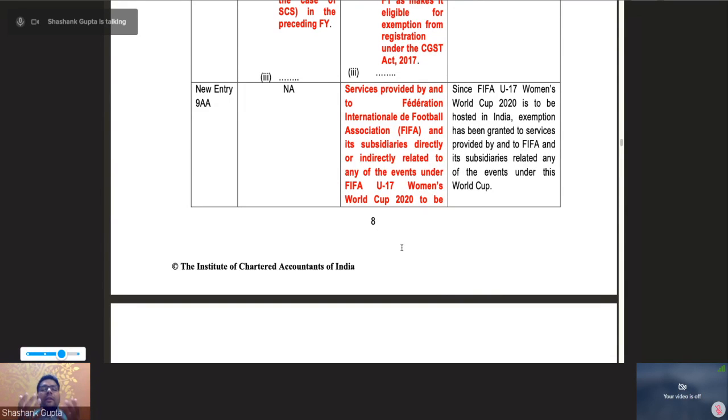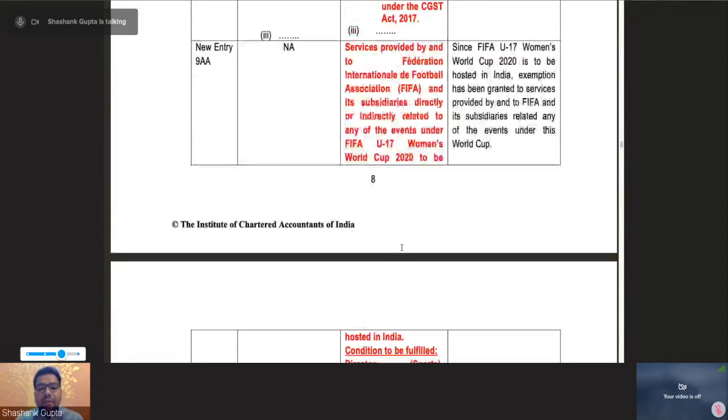So FIFA would be providing services by allowing the usage of brand names, sponsorship and everything. And to FIFA, when FIFA is acting as the sponsor, you are providing services to FIFA and vice versa, FIFA is providing services. So input and output both was exempted, and that is why a new entry was made.